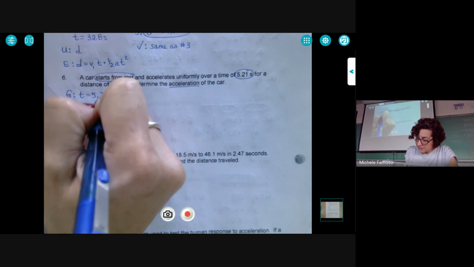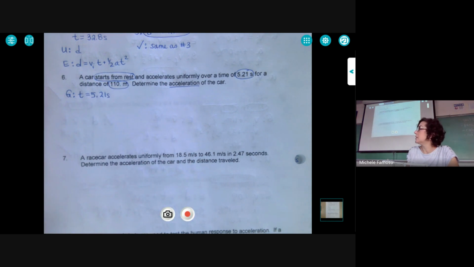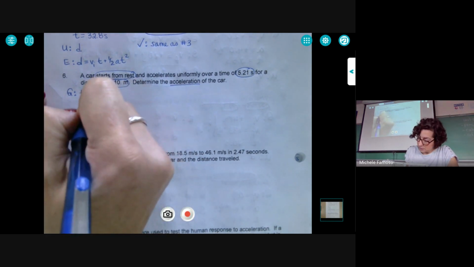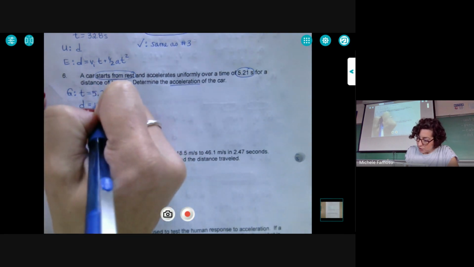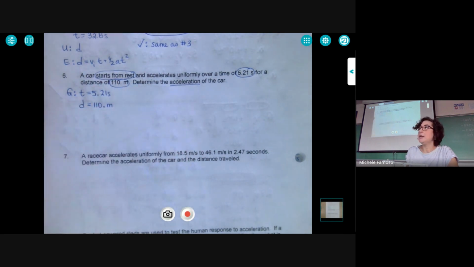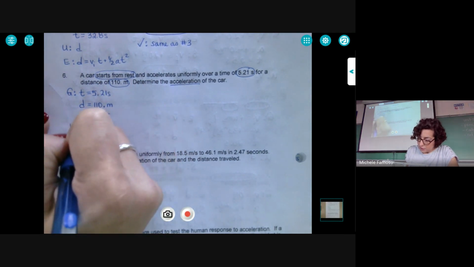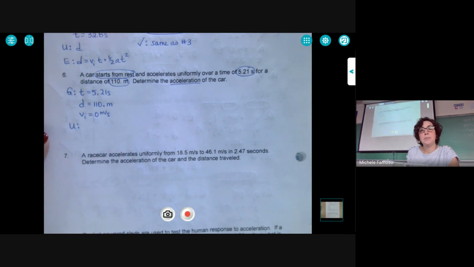Okay. So lowercase t is 5.21 seconds. Savannah, another given, please. So d is 110 meters. Alex, what's my third given? Vi equals 0 meters per second. Good. Nick Rushford, what's my unknown letter?